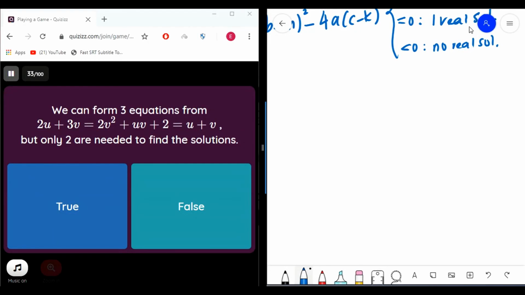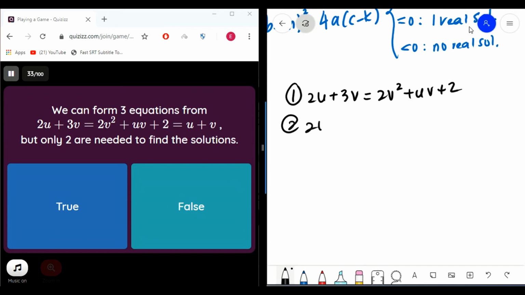We come to number 33. We can form 3 equations from 2u plus 3v equals 2v squared plus uv plus 2 equals u plus v. But only 2 are needed to find the solutions. Okay, we try to see how many equations we can form from this. First equation, 2u plus 3v equals 2v squared plus uv plus 2. Second equation, I take the first part and last part: 2u plus 3v equals u plus v. Third equation, I take the second part and third part: 2v squared plus uv plus 2 equals u plus v.